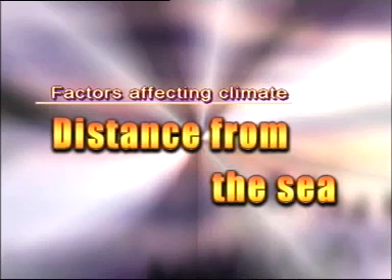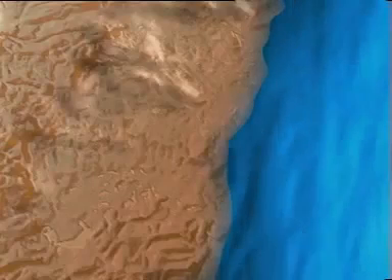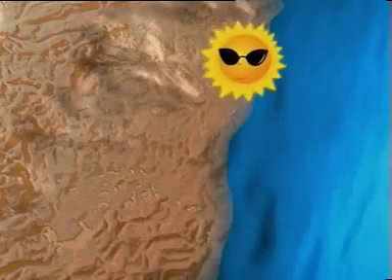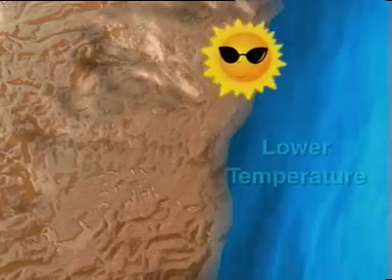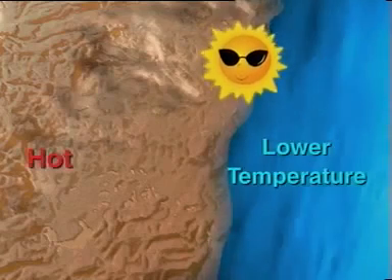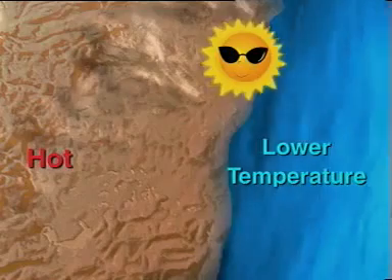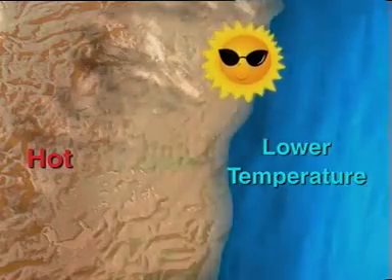The second factor to influence climate is distance from the sea. In summer, seawater absorbs heat more slowly than the land, so the temperature of seawater is lower than that of the land. This also means that air over the sea is cooler than air over the land. This cool sea air helps make coastal regions cooler.